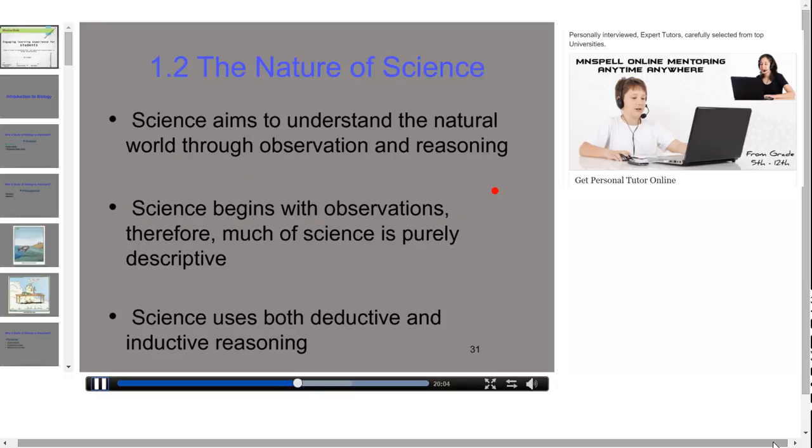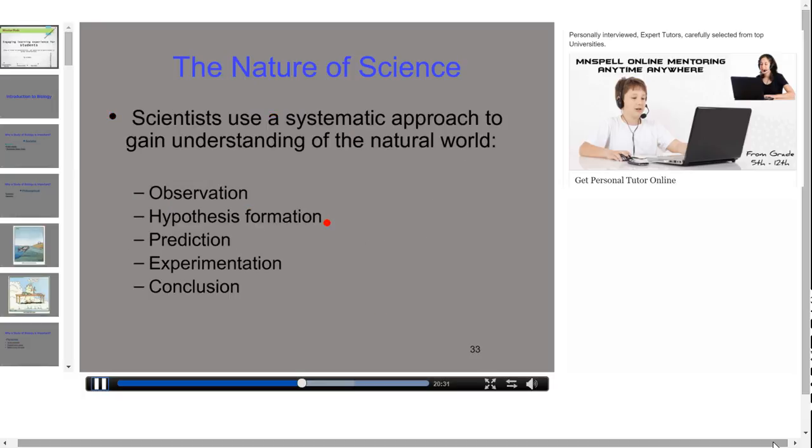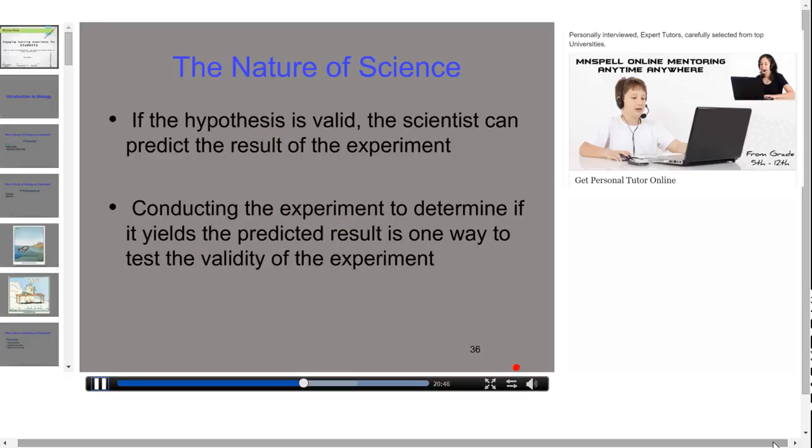Nature of science. Science aims to understand the natural world through observation and reasoning. Therefore, much of science is purely descriptive, and uses both deductive and inductive reasoning. General principles, which help us to make specific predictions, form the deductive reasoning, and inductive reasoning uses specific observations to develop general conclusions. So, deductive reasoning forms predictions, inductive reasoning forms conclusions. So it's just a repetition of the previous slides. Scientists use a systematic approach: observation, hypothesis formation, prediction, experimentation, conclusion. Hypothesis, possible explanation.